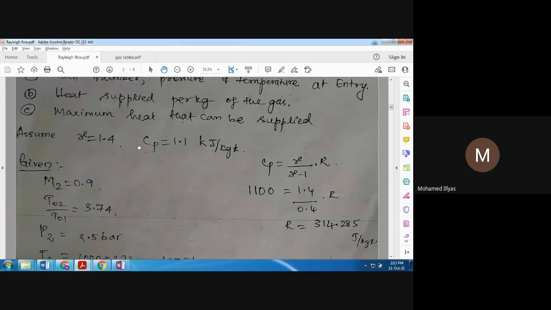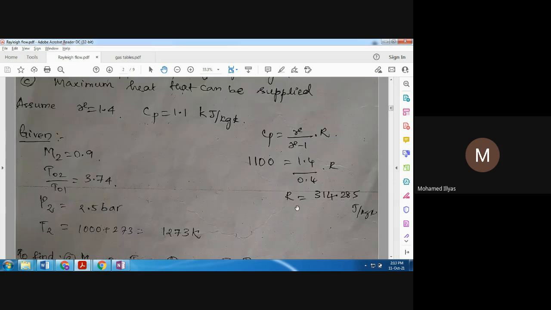Since Cp is other than 1.005, we need to calculate R. If gamma is 1.4 and Cp is 1005, we can take R as 287. But here we need to calculate the R value. For that we can use the relation Cp equals gamma by gamma minus 1 into R, which we have already derived in our first module. By using this we can get our R value here. If nothing is specified, you can simply take R as 287.